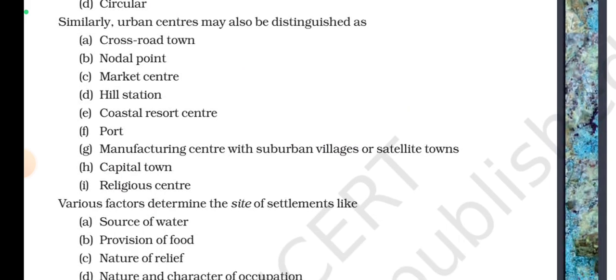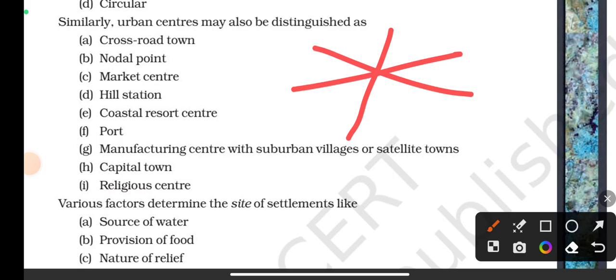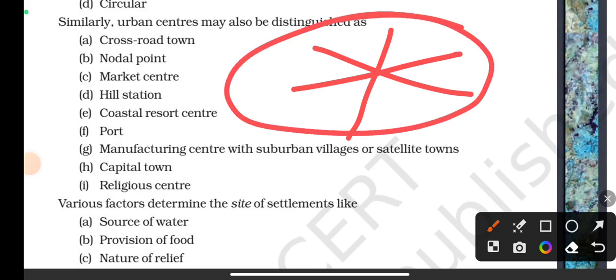Now similarly, urban centers can also be distinguished, such as a crossroad town. Now if there are more roads like this, so definitely this is an urban area. Okay, because so many roads are there, so it happens only in the urban area.